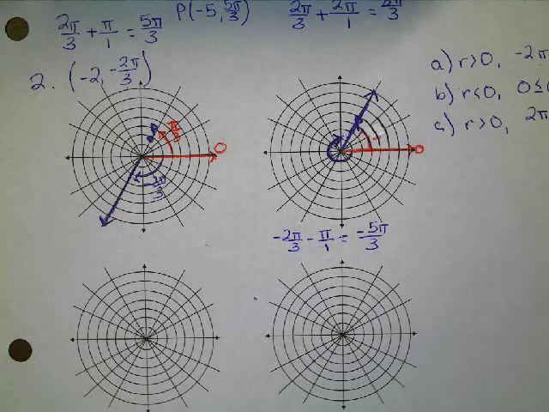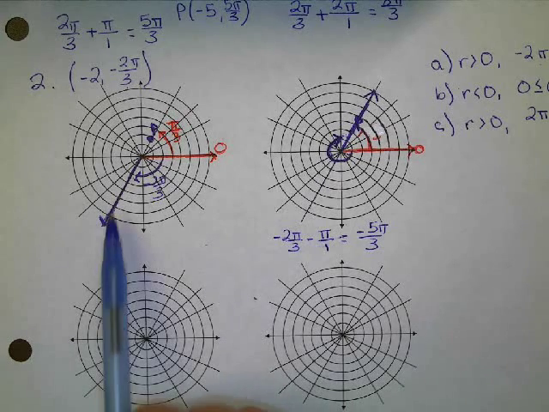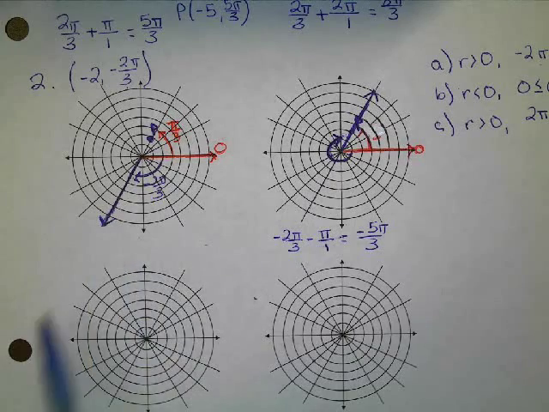Today we're going to talk about how to plot polar coordinates again. This time we have a negative radius and a negative angle. So you'll see that I've already drawn the original plot here.